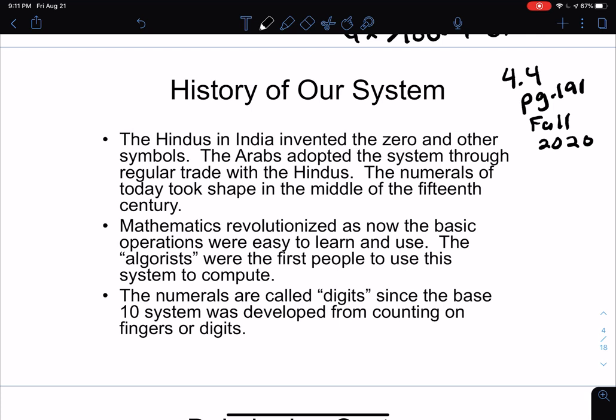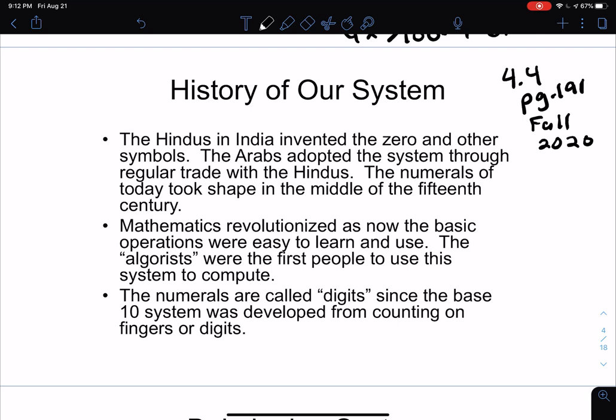And as this system was adopted, mathematics was revolutionized. Suddenly, this system was great for ease of use and learning. So it was able to spread. People were able to be educated on it and able to start computing more efficiently and effectively with it. The first people who were starting to do these computations were called algorists. So you probably have heard the word algorithm, but here, the algorists. A lot of our words that we use in mathematics either have Greek origins or have Arabic origins. The numerals are called digits because the base 10 system was developed from counting on your fingers or your digits. So, it kind of makes sense.